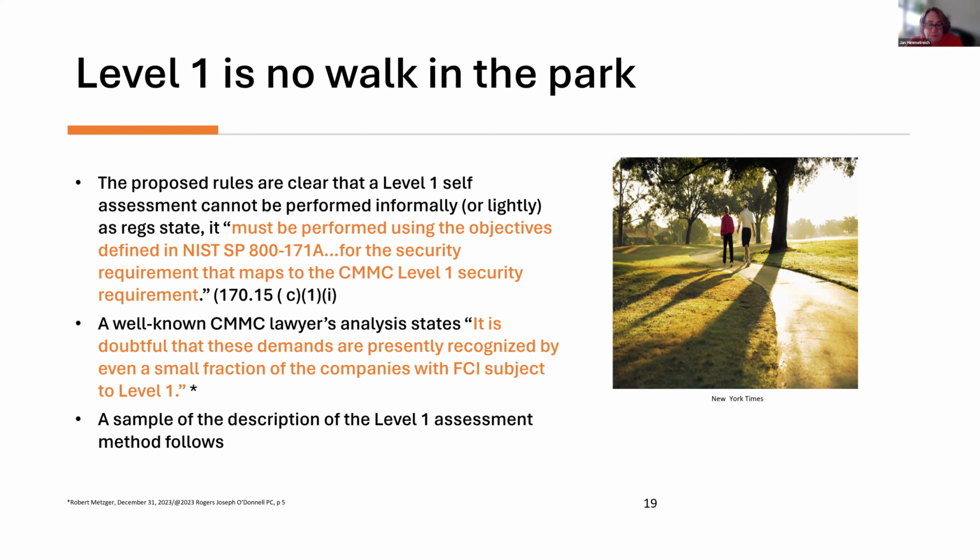There are some people who have conjectured, just underline that word, conjectured, that if you have FCI and CUI, they're going to require 2 different assessments. Don't panic. Don't panic yet.